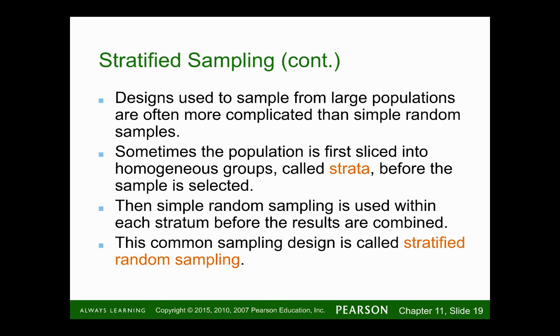Designs used to sample from large populations are often more complicated than simple random samples. Sometimes the population is first sliced into homogeneous groups called strata before the sample is selected. Then a simple random sample is used for each stratum before the results are combined. This common sampling design is called stratified random sampling. So this is a great example. If I want to look at ethnicity in the United States, I put people in categories, right? And then I randomly choose from each category. Now the category in statistics is called a stratum.